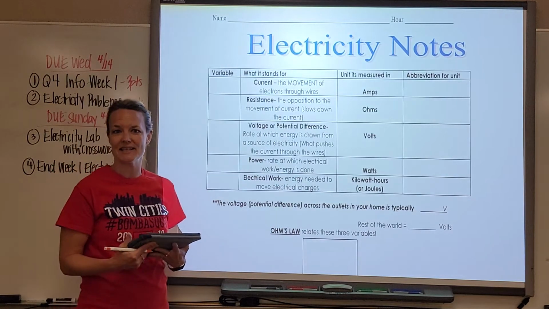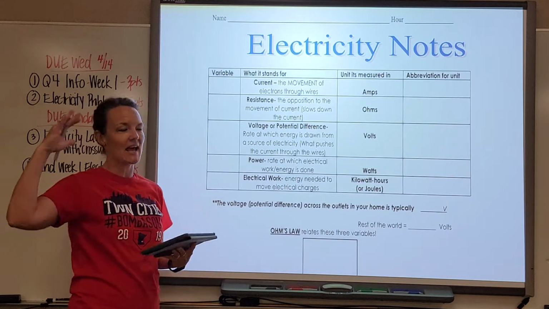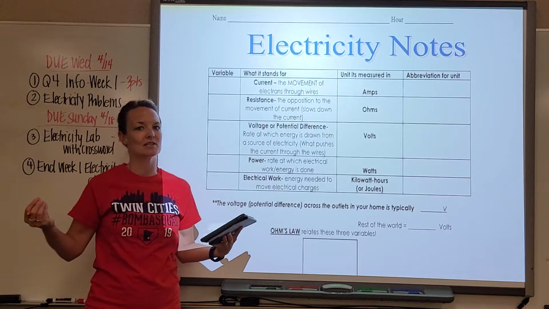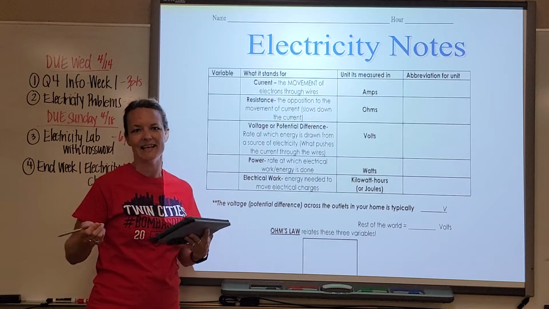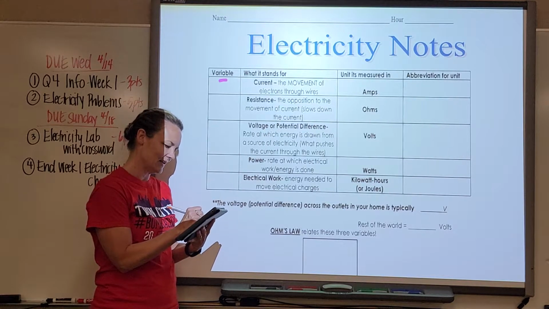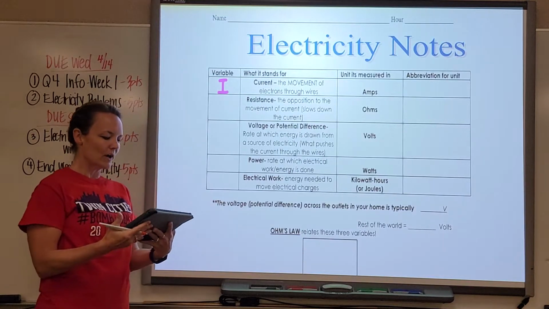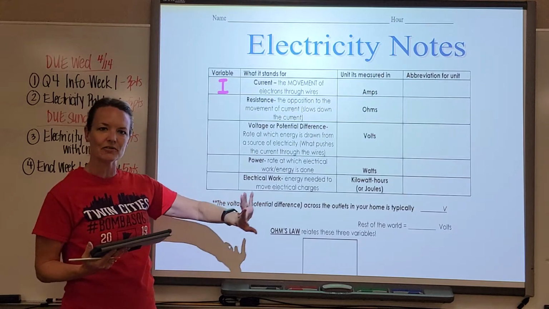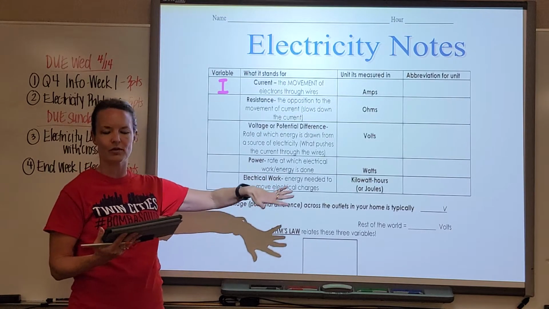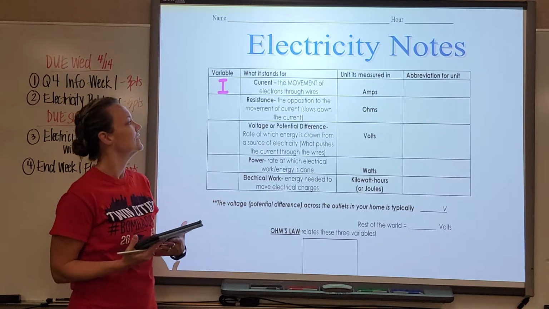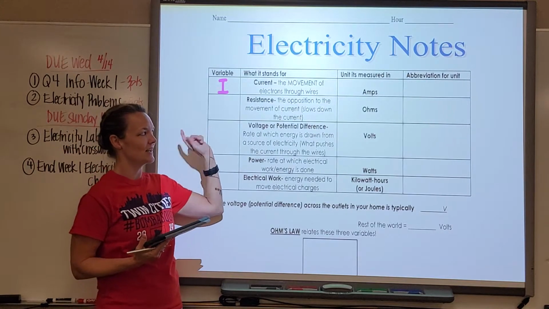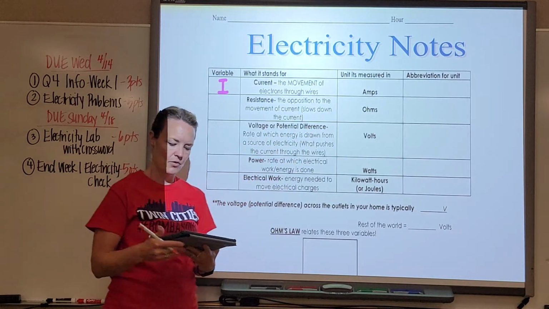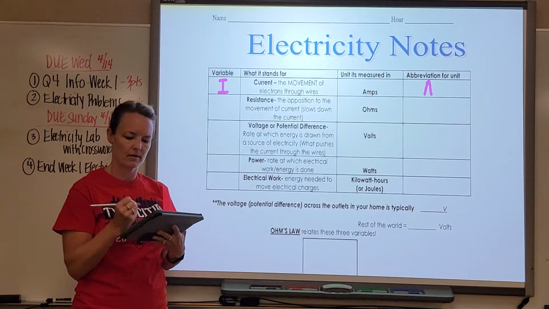All right, electricity. In order to have electricity, you have to have a current. Current is strange. It is not a C, it is an I. And what current is, it's the movement of electrons, those negatively charged particles, flowing through wires, and you have a current. Okay, we measure current in amps, which is abbreviated with a capital A.